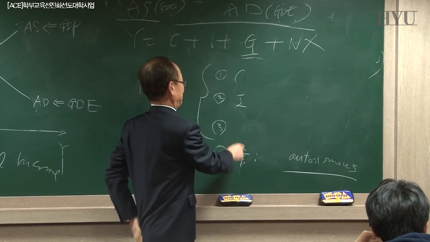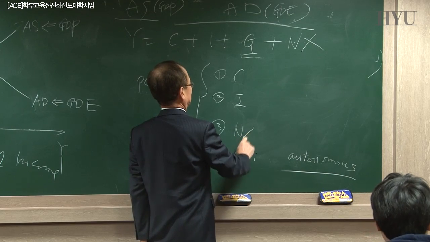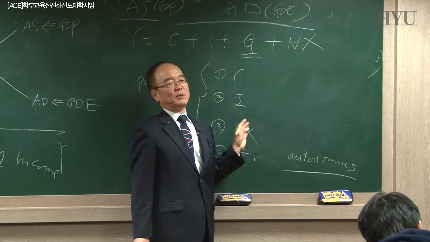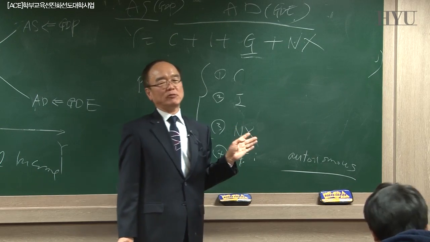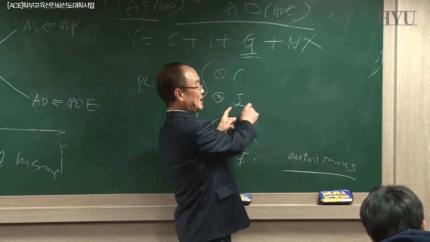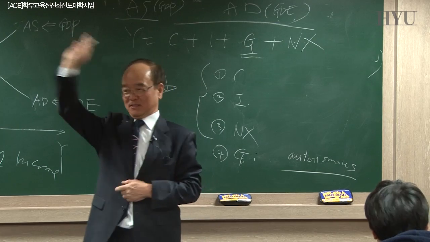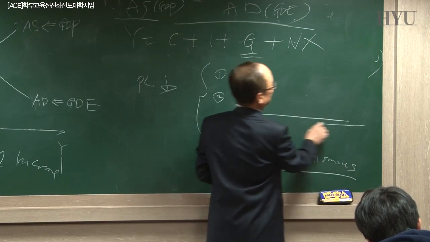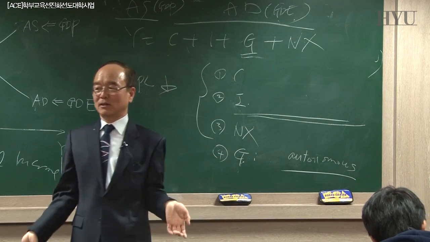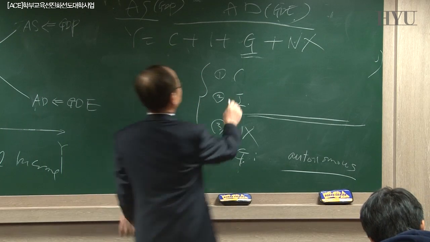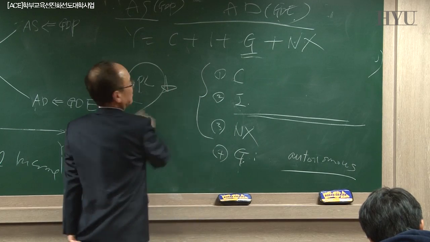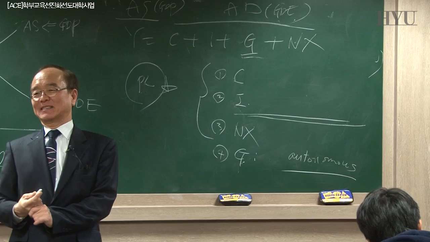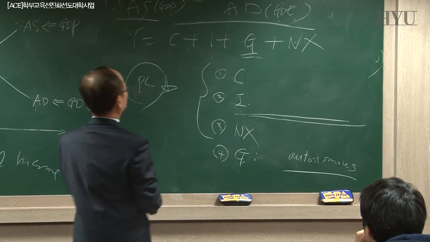There are three things, and X, three explanations. 1 and 3, we can explain on the basis of what we learned so far. We have to wait until next week. I will explain this in great detail, but today I will tell you the conclusion only. Okay, C, how PL affects C, your consumption. You think in this way.